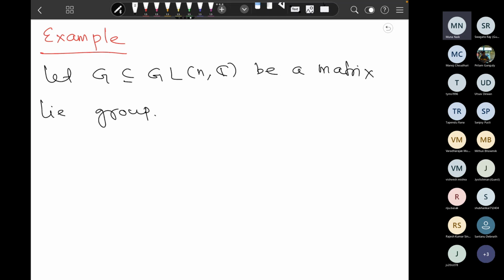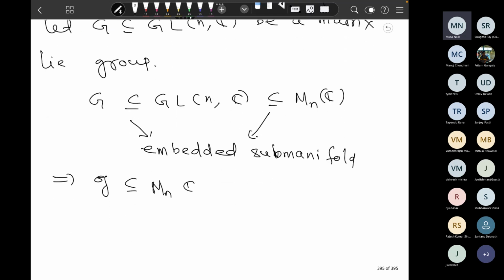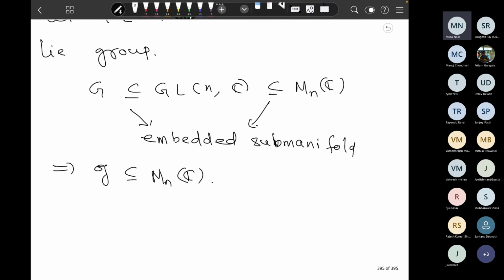So we have this situation that G is a subset of GL(n,C), and this is really M(n,C). By definition, G is an embedded submanifold of GL(n,C), and similarly GL(n,C) is an embedded submanifold of M(n,C), because I am borrowing the topology from M(n,C). This implies G is a subset of M(n,C), and its Lie algebra is the Lie algebra of G.